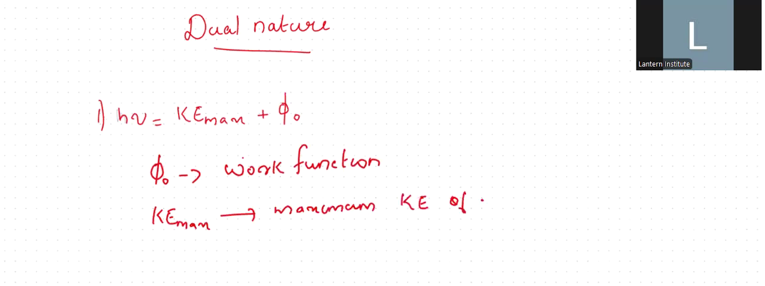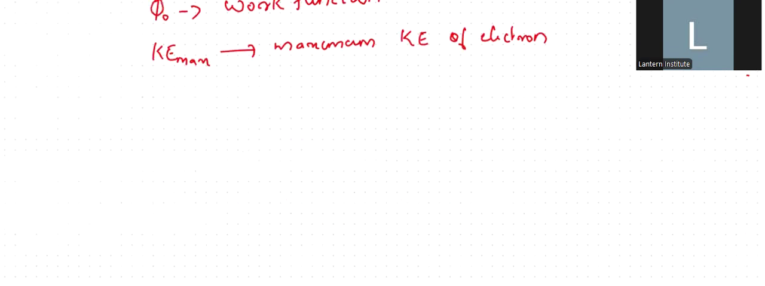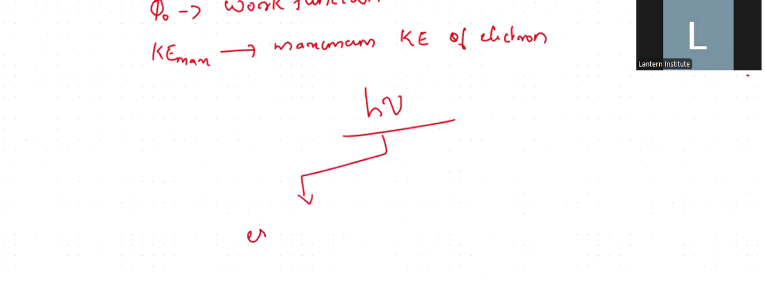So just imagine that this is a metal plate. A light is incident on the metal surface, and this light consists of photons, and each photon has its own energy, that is h nu. The electrons in this metal plate will absorb the h nu energy from the light, and use this h nu energy for two purposes. One part of the h nu energy is used to escape from the metal surface.